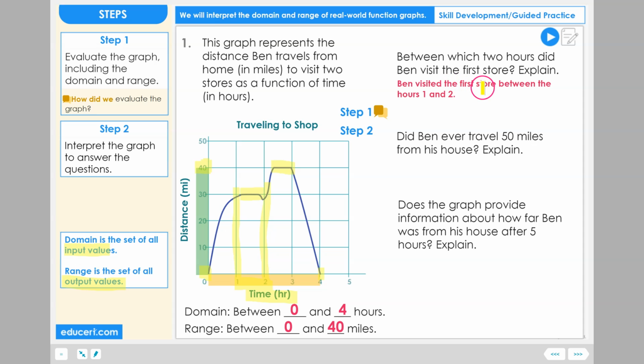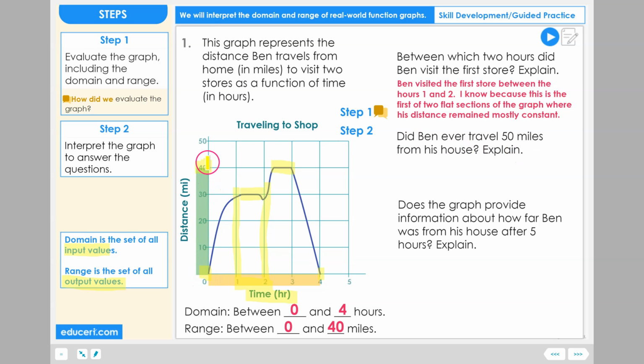Ben visited the first store between the hours 1 and 2. I know because this is the first of 2 flat sections of the graph where his distance remained mostly constant. Did Ben ever travel 50 miles from his house? Explain.